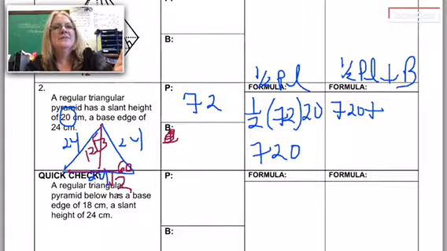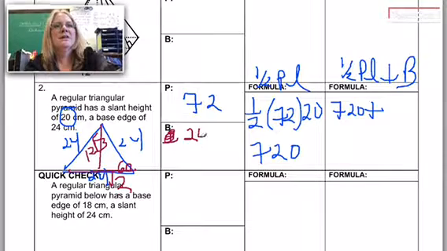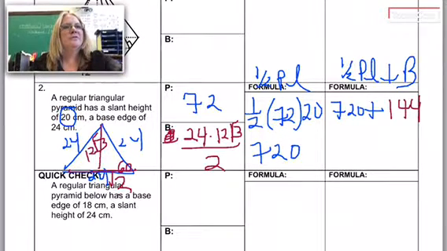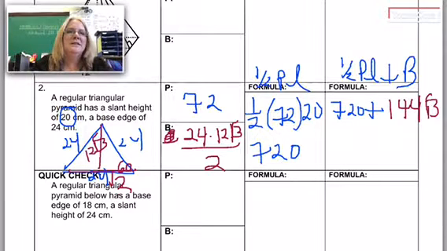So this is 1/2, well actually let's do it the other way, that's another way to do it. The base is 24 times the height, which is 12 times the square root of 3, divided by 2. Base times height divided by 2. That is 144 times the square root of 3. You could have done that with 1/2 AP as well, but it's probably easier this way.